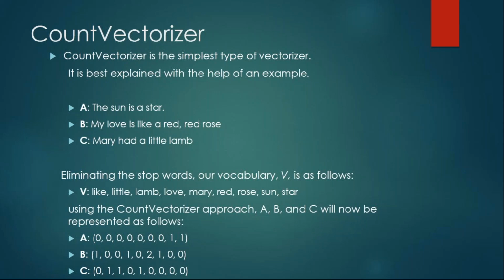In this example A, "the sun is the star": the sun is repeated once, and star is repeated once. If you look at the B example here, red is repeated twice, so it is given by 2, and the rest are all 1. Same thing with "Mary had a little lamb": all of these are repeated once, showing 1. The rest are all 0.